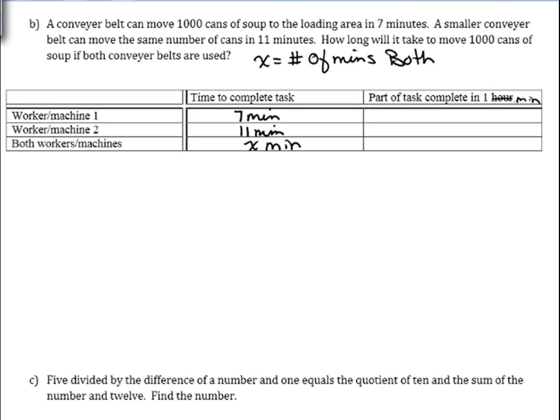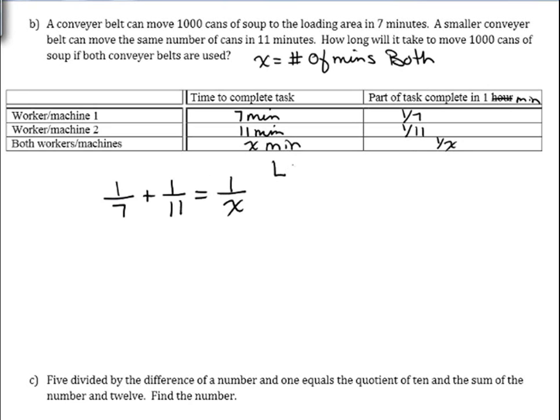The part that they can complete, and this should be minutes, the part that they can complete in 1 minute is 1/7 for the first conveyor belt, and 1 over 11 for the second conveyor belt, and 1 over x for, sorry, for both of them together. So again, we use this last column to write our equation. 1/7 plus 1 over 11 equals 1 over x.